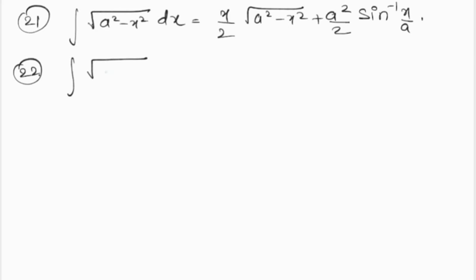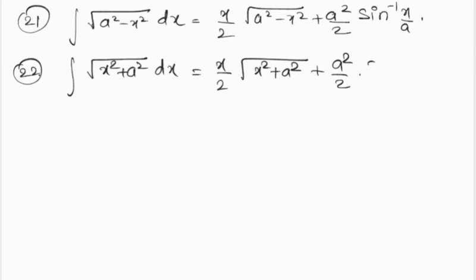Now integration of under root of x square plus a square. So for x square plus a square we use sin h inverse. Okay, so this will be x by 2 under root of x square plus a square plus a square by 2 into sin h inverse x by a.